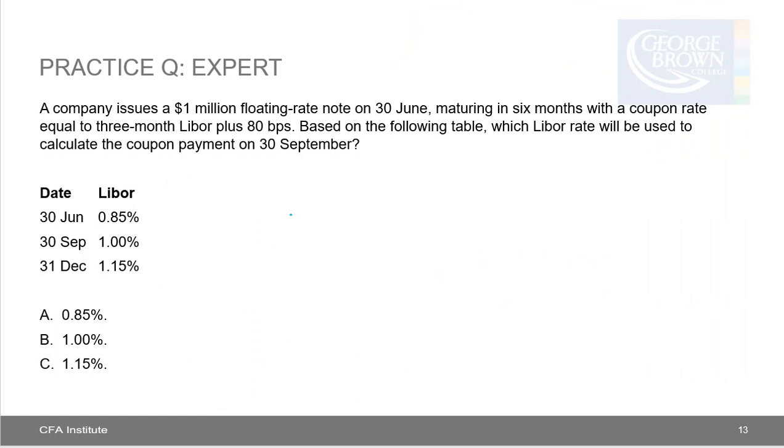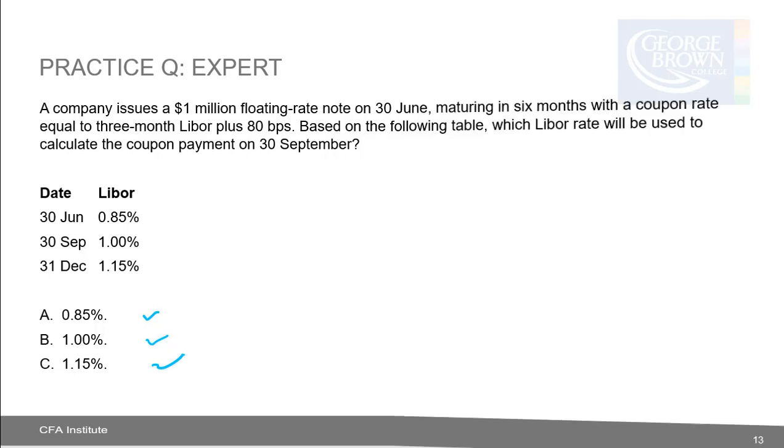So we'll do a quick practice question here to check our understanding. This is from the Learning Ecosystem, and it was classified at the expert level. A company issues a $1 million floating rate note on 30th of June, maturing in 6 months with a coupon rate equal to 3-month LIBOR plus 80 basis points. Based on the following table, which LIBOR rate will be used to calculate the coupon payment on 30 September? Is it A, 0.85%, B, 1%, or C, 1.15%?